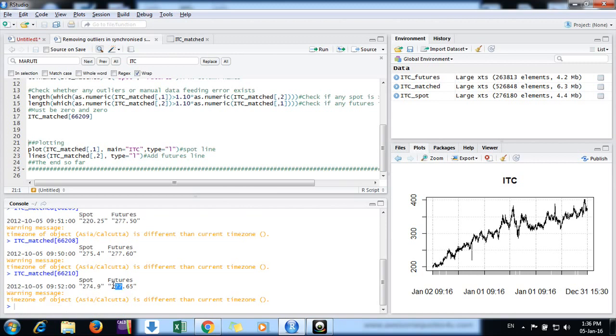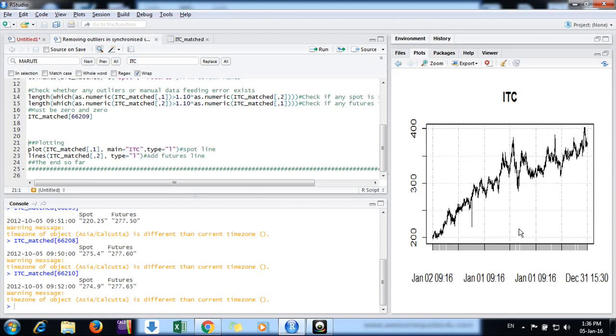If this difference is very big, there should be a spike in the graph. So if we plot it on the graph, we see this spike here. This spike is because of that. If we remove it and make this graph again, this spike will be removed.